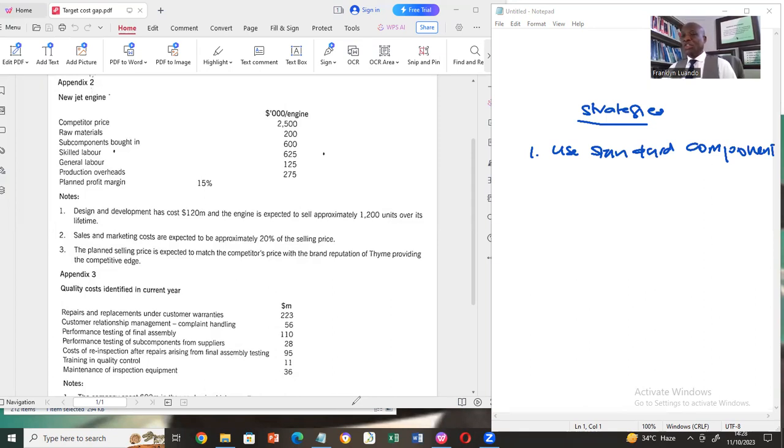Since you are only using standard components, it will reduce the cost of a radio. All those decorations, psychedelic, they are not important to a customer. So use standard components only.